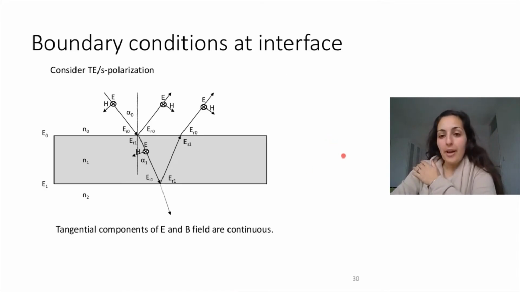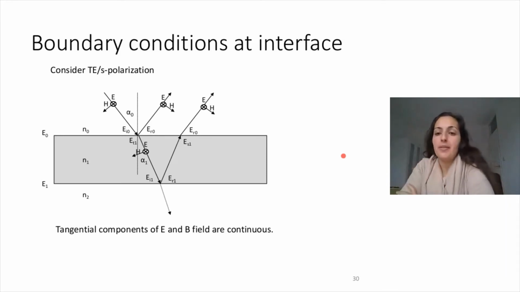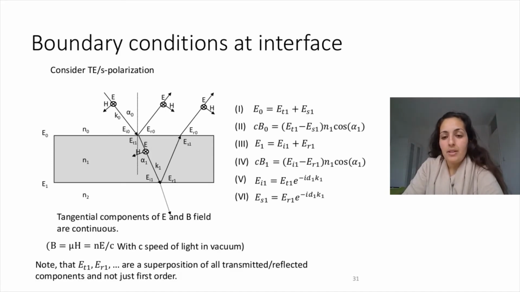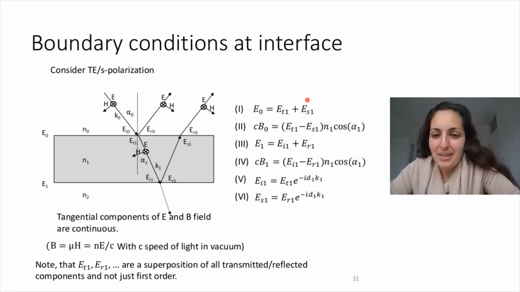In order to get there, again we have to look at the boundary conditions at the interface. That's our starting point to derive this formalism. I already mentioned we're only looking at TE polarization. So the tangential components of the E and the H field are continuous. And because that is the case, we can set up certain equations. There's a certain elegance in the equations that we set up.